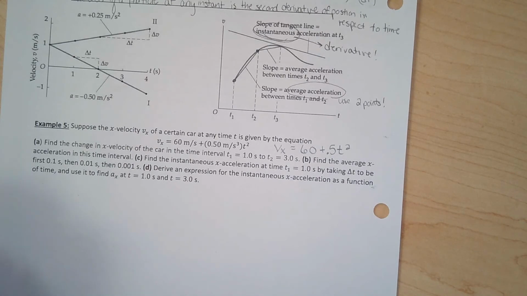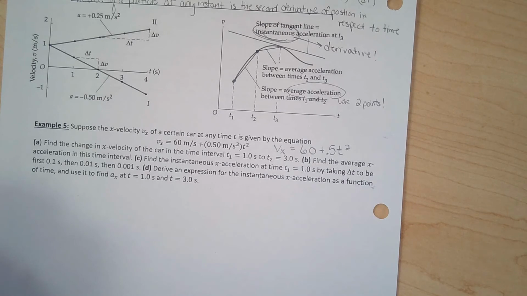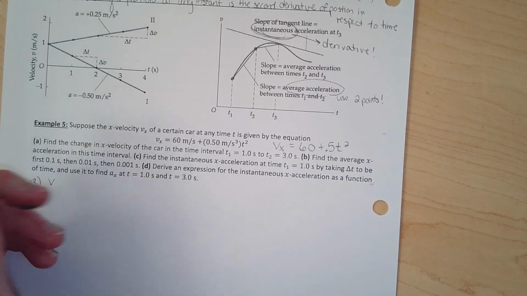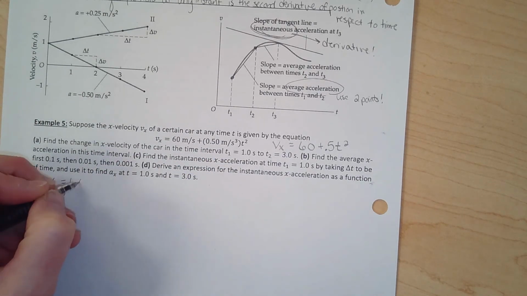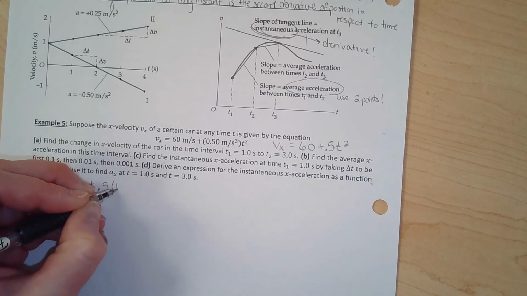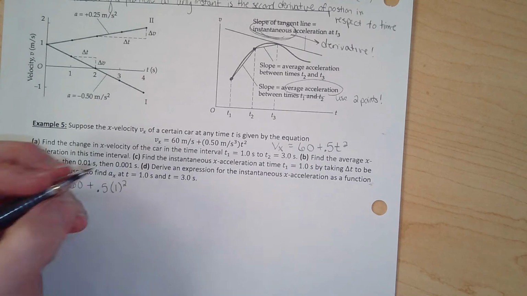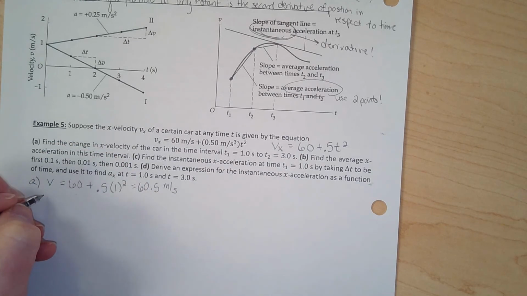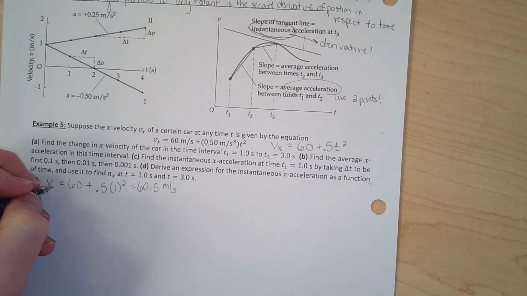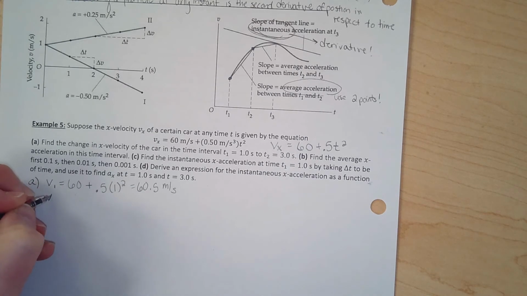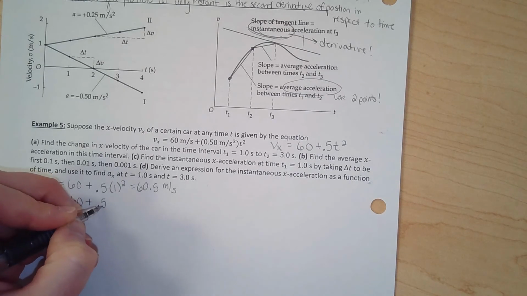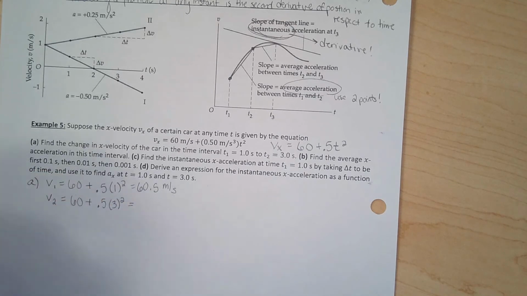Part A. Find the change in x velocity of the car at time interval t1 equals 1 and t2 equals 3. So part A will not be crazy hard. We're just going to plug in. They want us to find the x velocity at 1 second, so we plug 1 in for our t because t is 1 second. When we solve that out, this velocity equals 60.5. That wasn't terrible. This is meters per second. I'm going to call that velocity 1 because it was at 1 second. Now let's do velocity 2. The second velocity is going to be 60 plus 0.5 times 3 squared, because they want us to plug in 3 seconds. We end up getting 64.5.